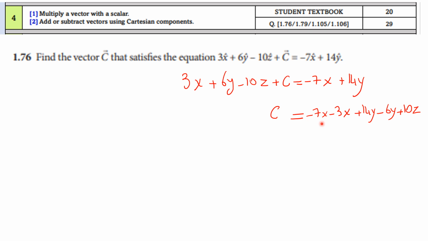Now we add the x together and the y together. So we have minus 10x plus 8y plus 10z. So that's the three components of vector C.